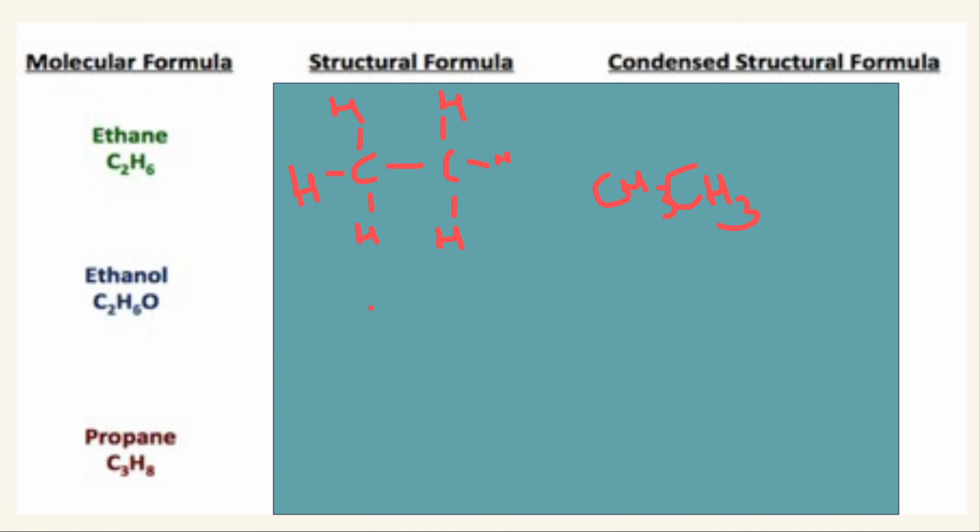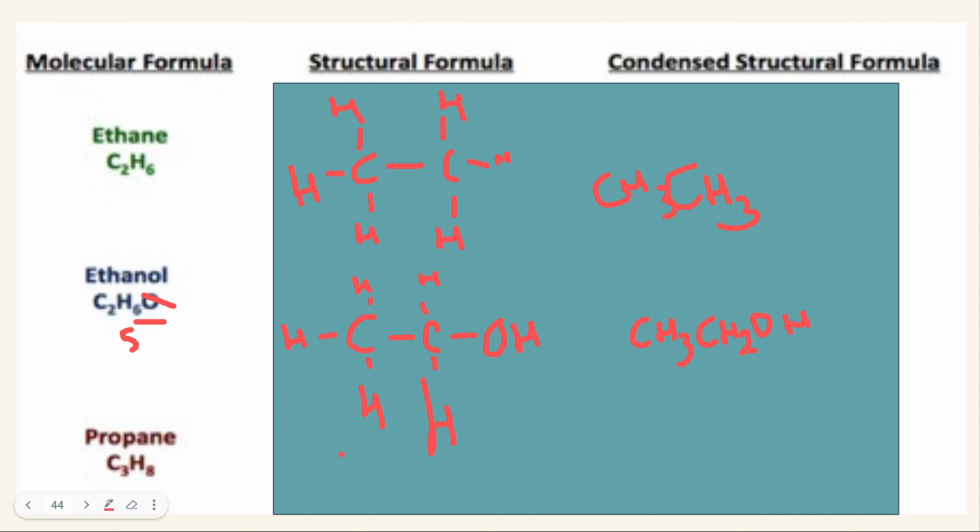For ethanol, we have 2 carbons, so we're drawing our carbons first, and it says that there are 6 hydrogens present. Now note for ethanol, there's an OH group. That's something that we're going to look at soon. Alcohols have OH groups in them, so I'm going to write my OH group. When I do that, I would have taken away my oxygen, and I now have 5 hydrogens remaining. So I'm going to do the 1, 2, 3, 4, 5 hydrogens. Condensed formula is going to be CH3, CH2, OH.